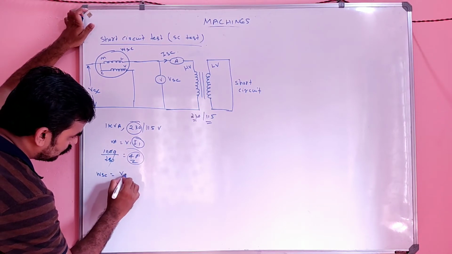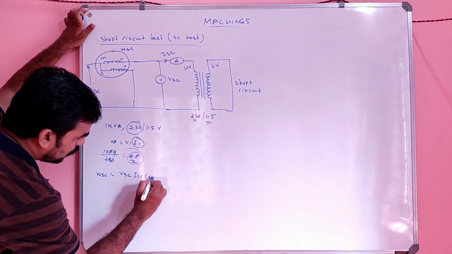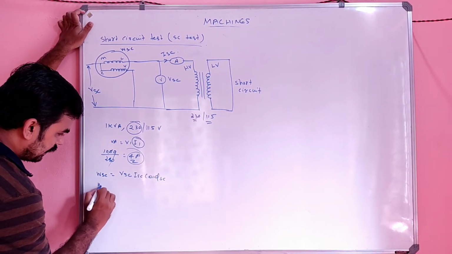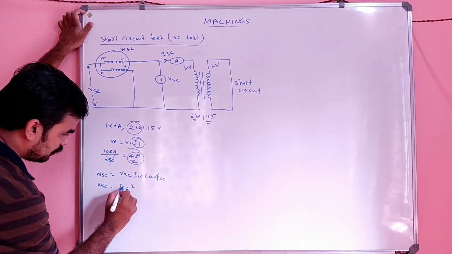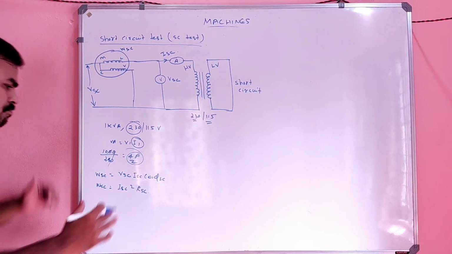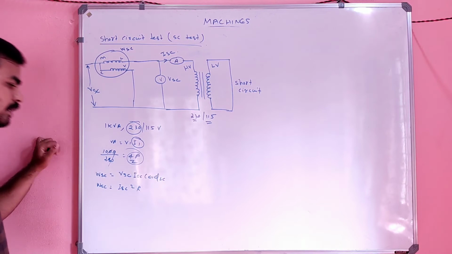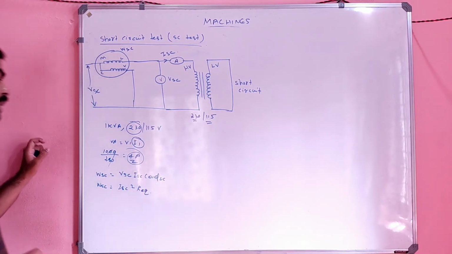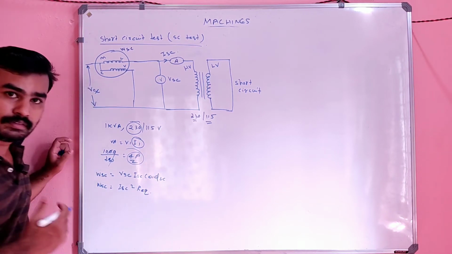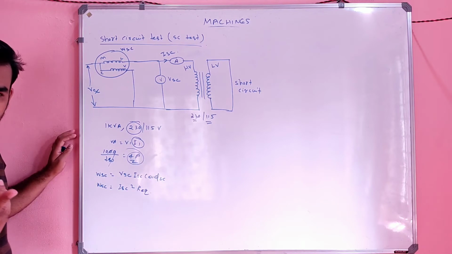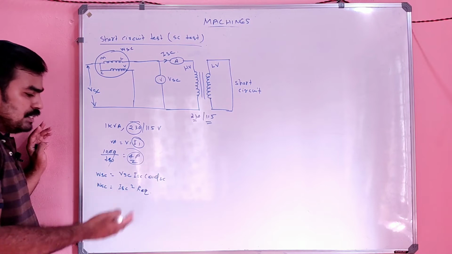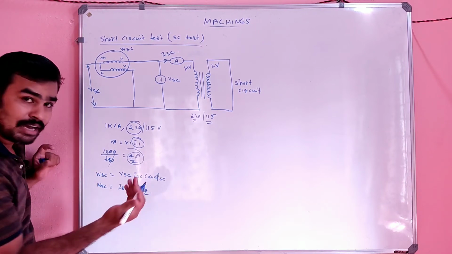On the calculation side, you have WSC equal to VSC into ISC cos phi SC. Is it clear, my dear? Or in other words, I can say that WSC is equal to ISC square into RSC, or simply R equivalent. So you have two equations for active power now: one is VSC into ISC cos phi SC, and the other is WSC equal to ISC square into R equivalent.